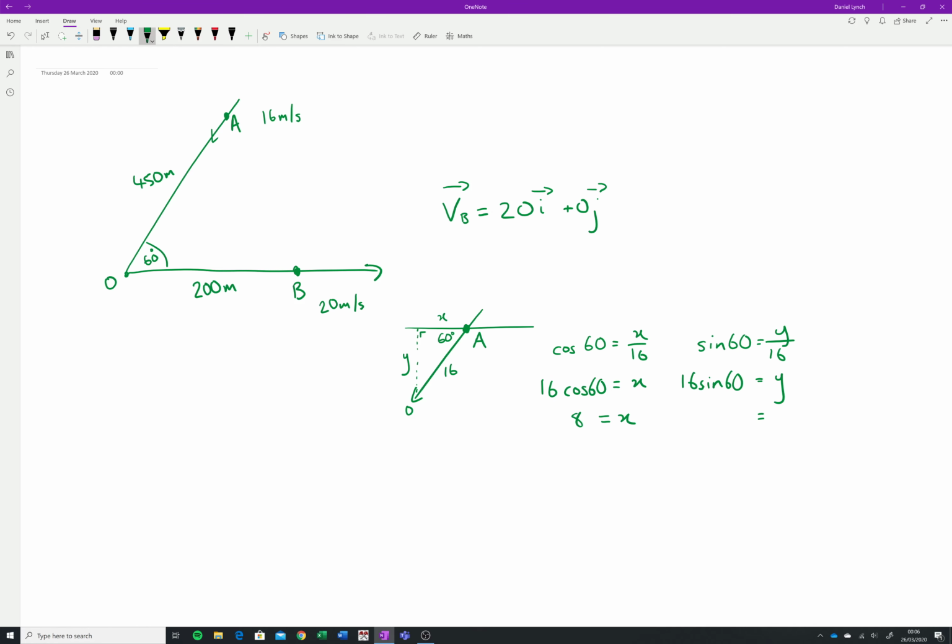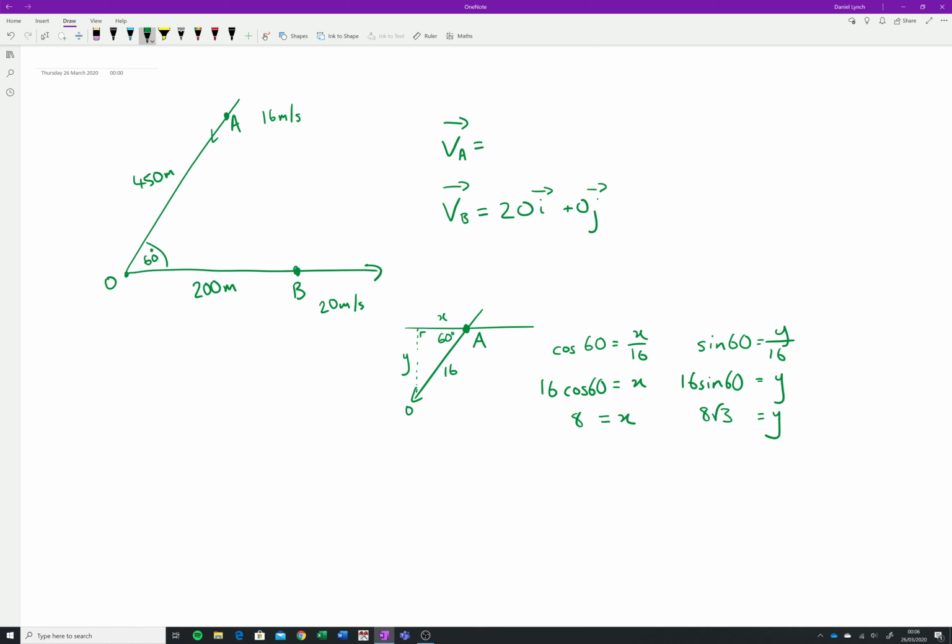And Y, let's put sine of 60 into the calculator. We have root 3 over 2, so that's going to be 8 root 3. That's what Y is. So if we're putting that all together, we have that the velocity of A is equal to... So how many i's?